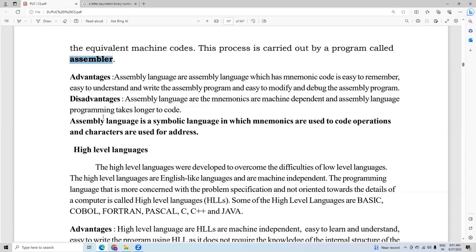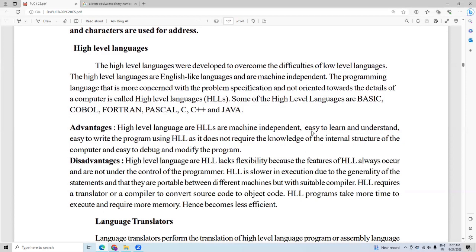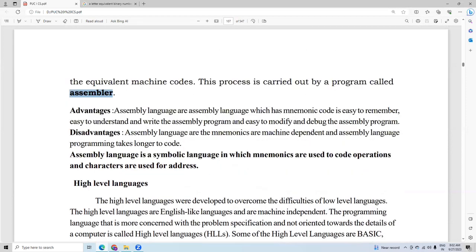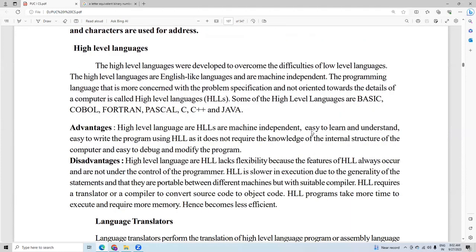So what is the definition of assembly level language? It's a symbolic language in which mnemonics are used to code operations and characters are used for addresses. The problem we saw is, once again, to learn this assembly level language you must have good knowledge of the architecture of the computer, right? That means these are the two languages which cannot be easily learned and programmed by a general student who is a non-technical student, not an engineering or diploma student. For them, it is very difficult to learn these two languages.